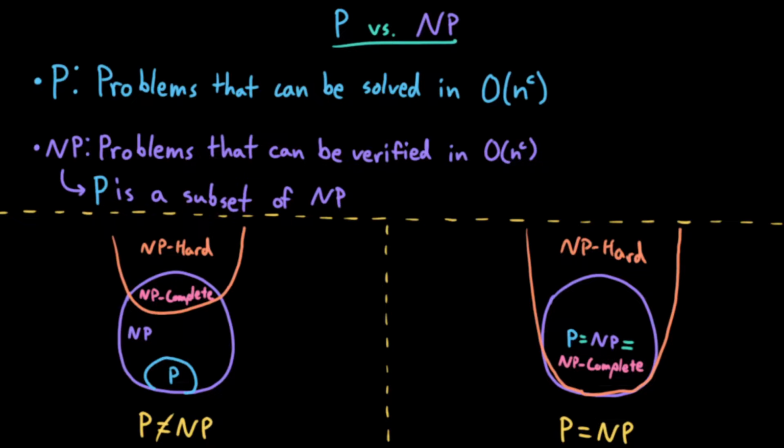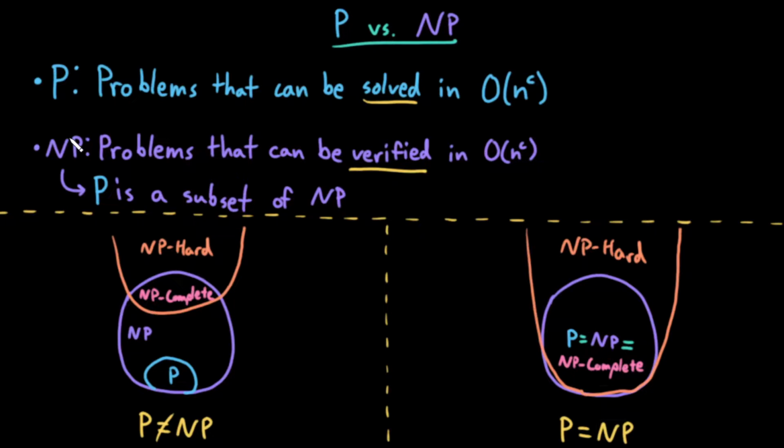You may have heard of the P versus NP debate. Just to quickly remind you, P is the class of problems that can be solved in polynomial time, whereas NP is the class of problems that can be verified in polynomial time. And remember that P is a subset of NP. The P versus NP problem is asking, are these sets P and NP equal or are they not equal? And the implications of this are pretty important for the world of computing.